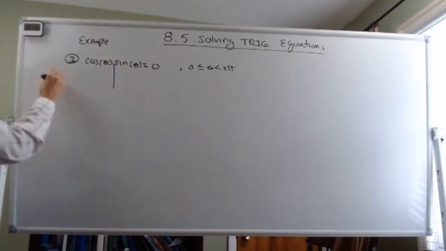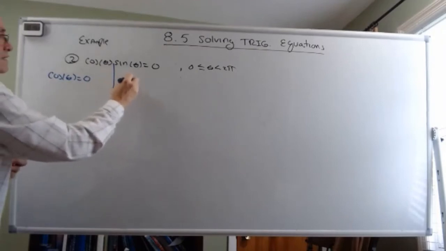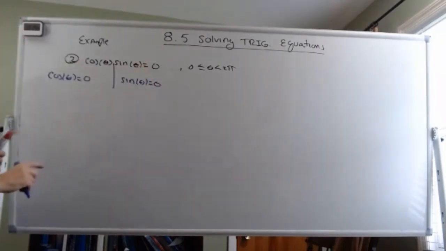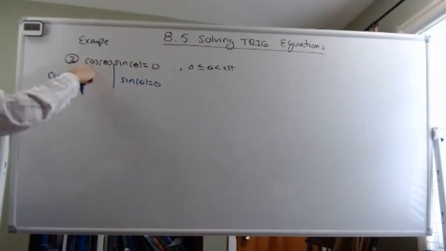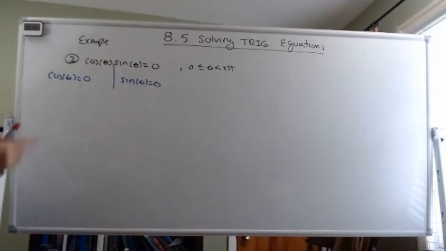I'm either solving for the cosine of theta equal to 0, or the sine of theta equal to 0 on that interval. Because if one of them is 0, then 0 times the number is 0. They're both not 0 at the same time, so we know that. So let's start with the cosine.